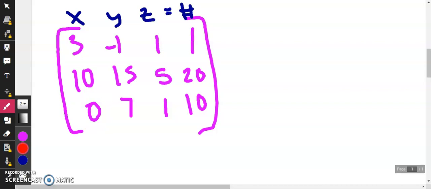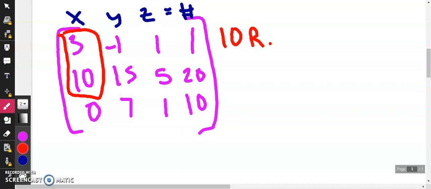If I want to cancel the 10, then what I'm going to do is try to make these two match. So I want to multiply 10 to row 1 and negative 3 to row 2.